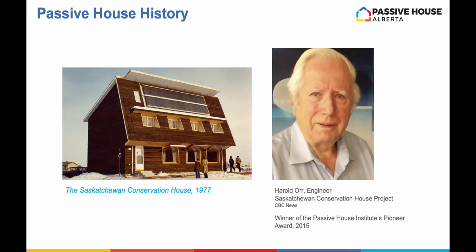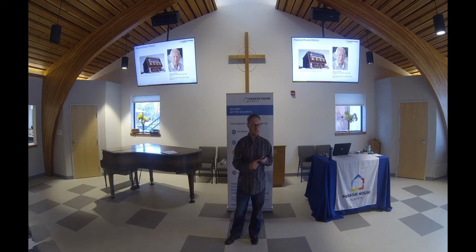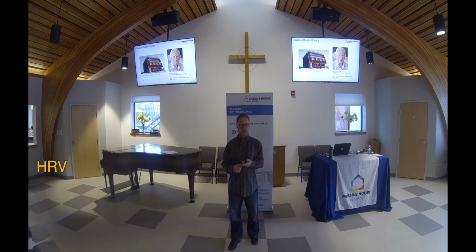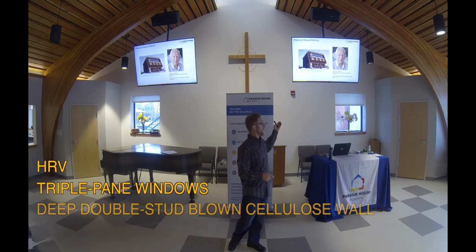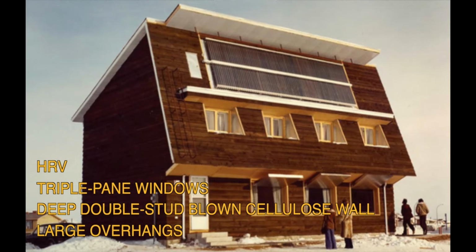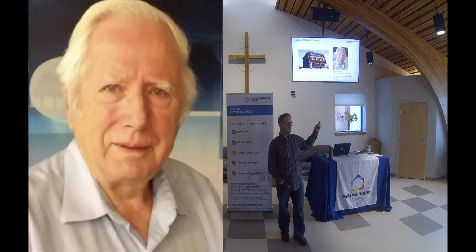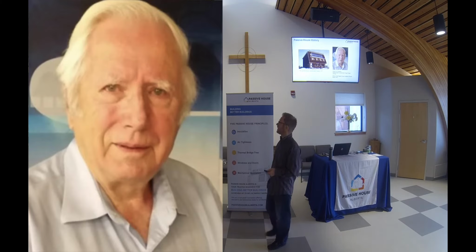Just before we forgot about it, we did this. Harold Orr, who is an engineer in Saskatchewan, they built the Saskatchewan Conservation House in 1977, so still the end of the oil embargo. In that house, he built one of the world's first heat recovery ventilators. He designed some of the first triple paned windows. It is a deep double stud blown cellulose wall. They have large overhangs on the south side, so they're shading their windows in the summer. They're starting to apply pretty much all the principles that we will learn about later. And actually Harold Orr just recently got a Pioneer Award from the Passive House Institute for being one of the founders of Passive House.